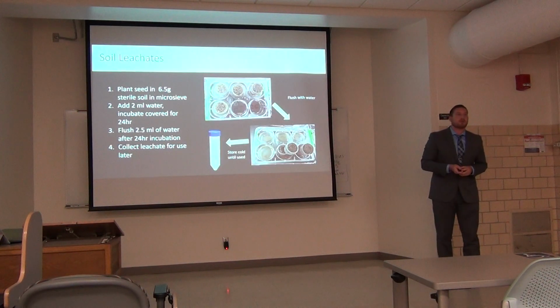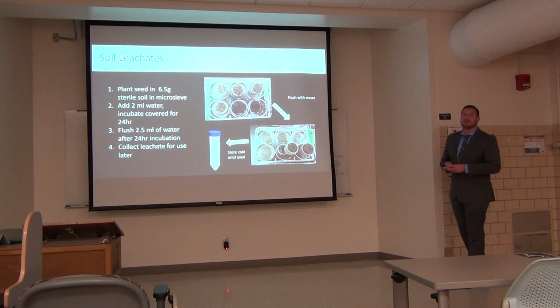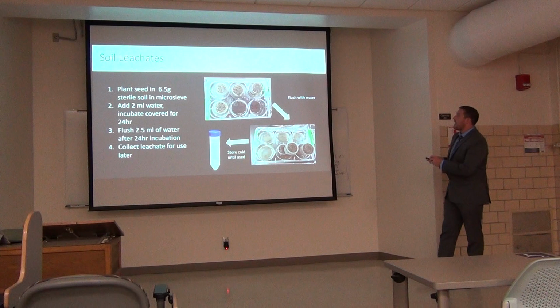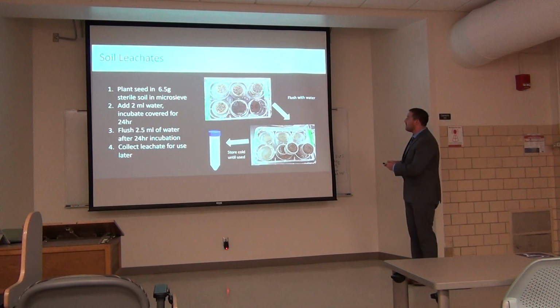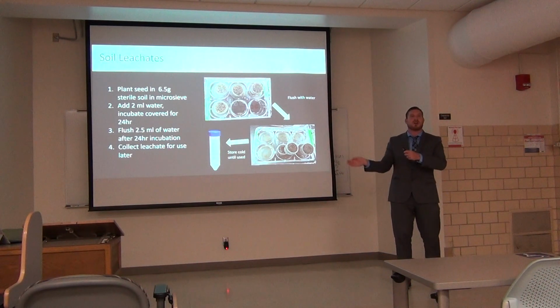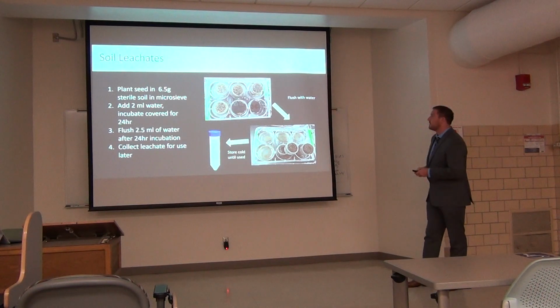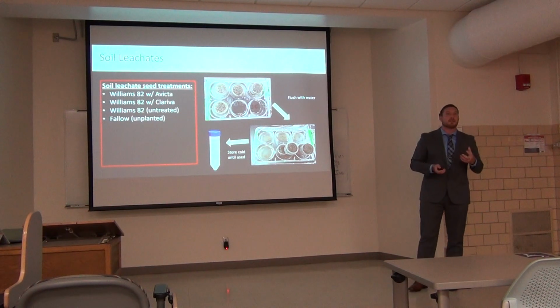The treatments I used were soil leachates that I collected by planting a treated seed, about 6.5 grams of sterile soil in a microsieve, adding about 2 mils of water and incubating it for 24 hours. From there, I would flush 2.5 mils more of water through and collect a leachate, combine it together, and use that for subsequent experiments. So these soil leachates will come up again and again throughout this presentation. The treatments I used for these leachates are Williams 82 with the Avicta treatment, Williams 82 with Clariva treatment, untreated Williams 82, and fallow or unplanted soil.